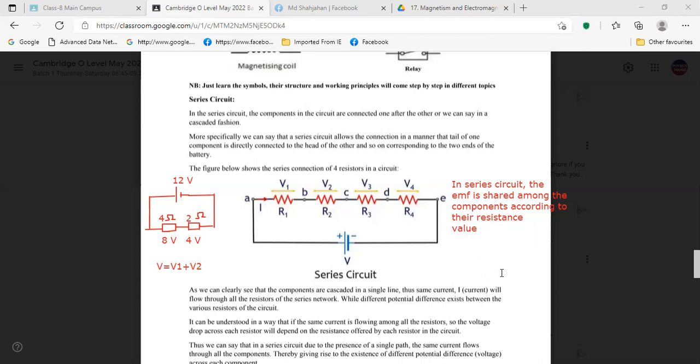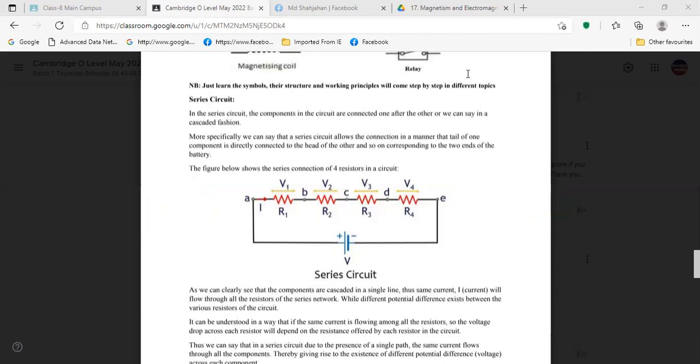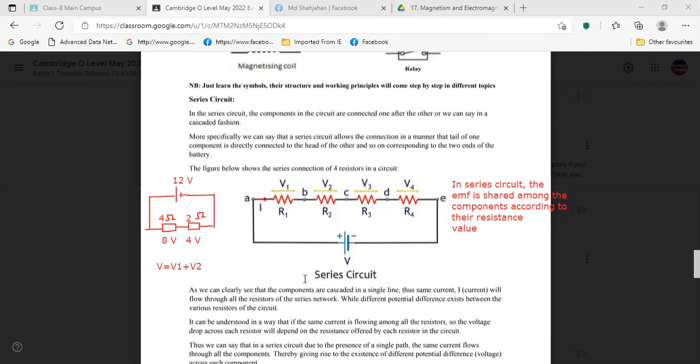Now we will discuss parallel circuit. Okay, parallel circuit we'll discuss. Are you done with writing, everyone? Have you completed? Yes, sir. Farabi, have you understood? Farabi, Adrita, Mariam. Yes, sir. Okay.